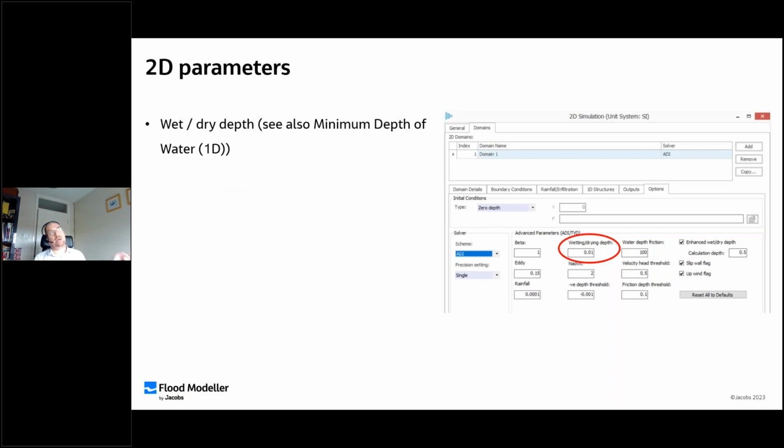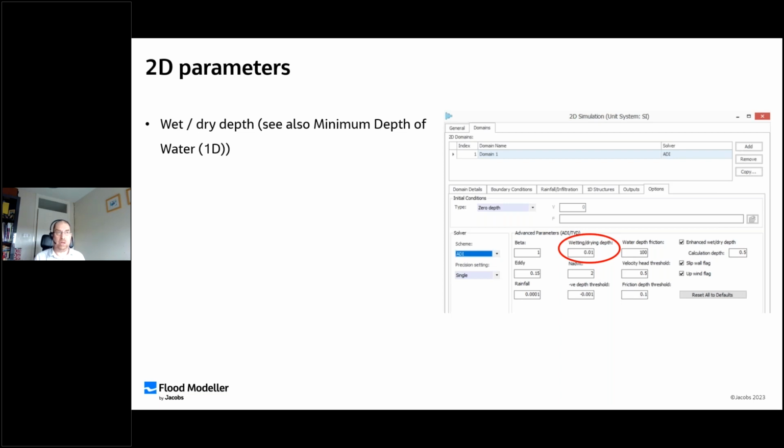And I said that was the last one. I forgot about this one. The real final one I'm going to talk about is the wetting drying depth in a 2D solution. And this is the depth at which water starts flowing from one cell to its neighboring cell.